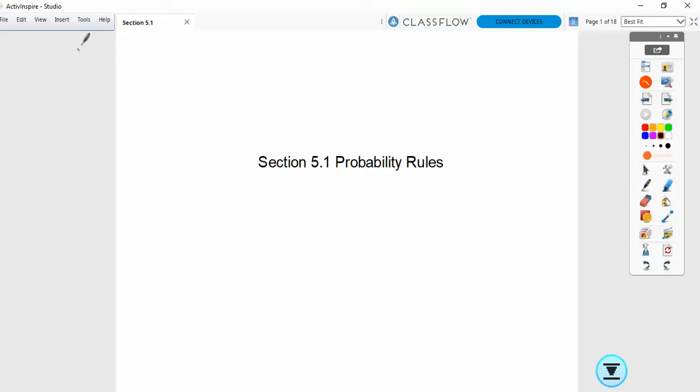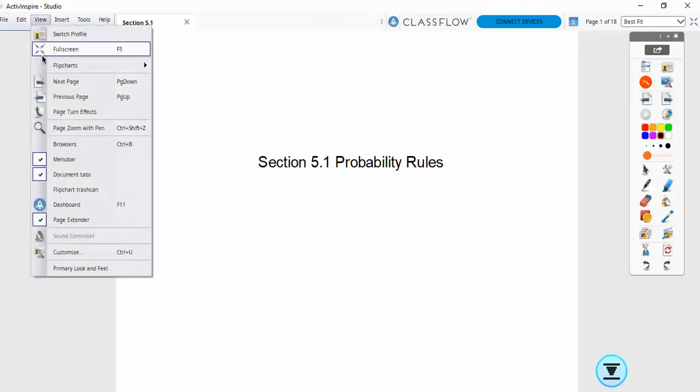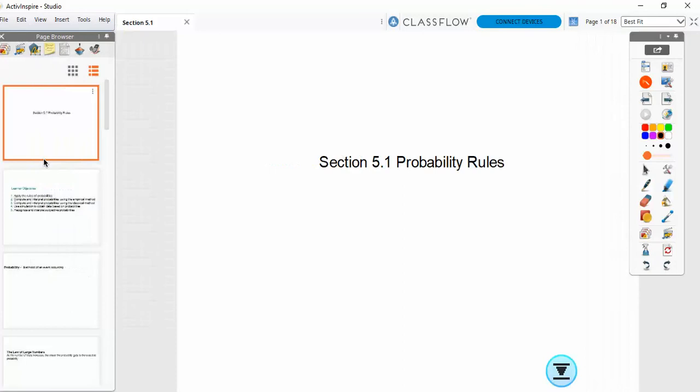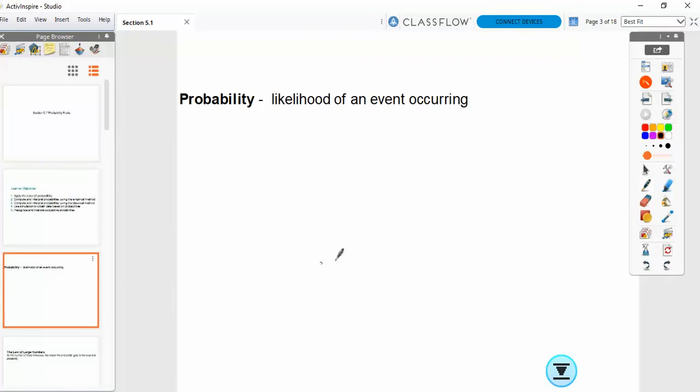All right, so first we're going to talk about probability. We need to know what probability is. When we talk about probability, it's just the likelihood of an event occurring. How likely is it that it will rain today? How likely is it that you'll get an A on your next test? How likely is it that something happens? That's a probability.